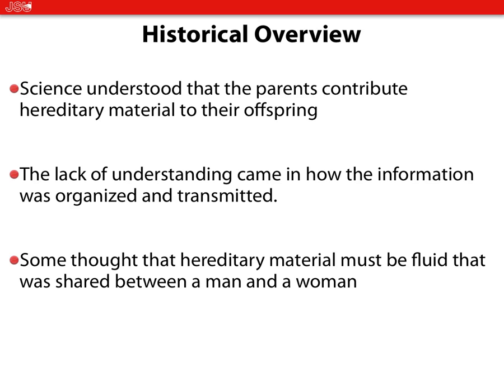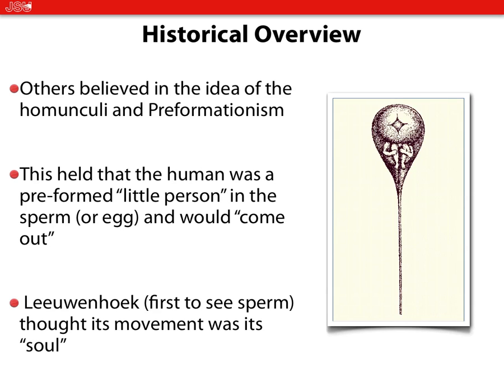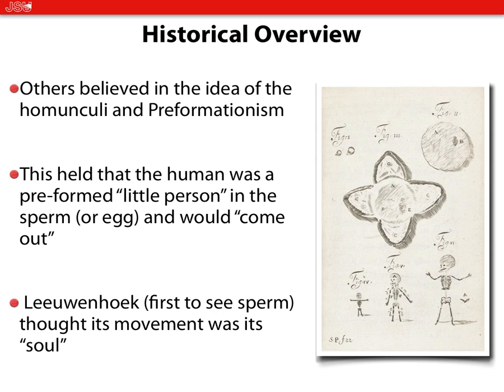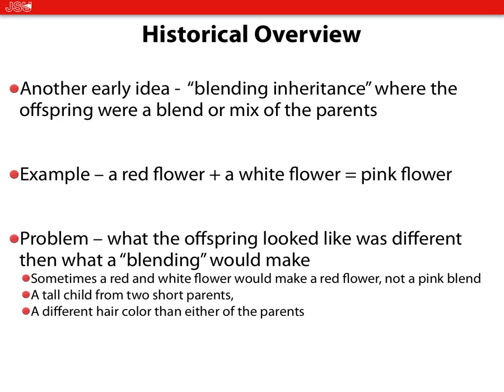Okay, well, you look at some of the theories, basically we didn't know what was going on. Had a lot of theories. For example, some people thought that there was something called a homunculus, right? This is basically a little person in a sperm or an egg, and they would just come out like pop goes the weasel. Well, it did not happen this way. Okay, just to give you an idea that we just didn't know what was going on at the time. We had all these theories.